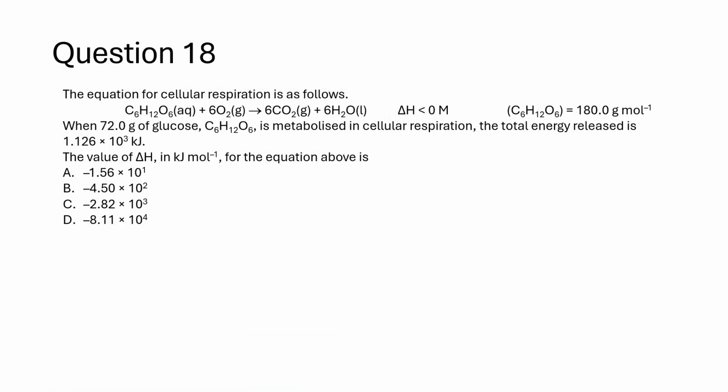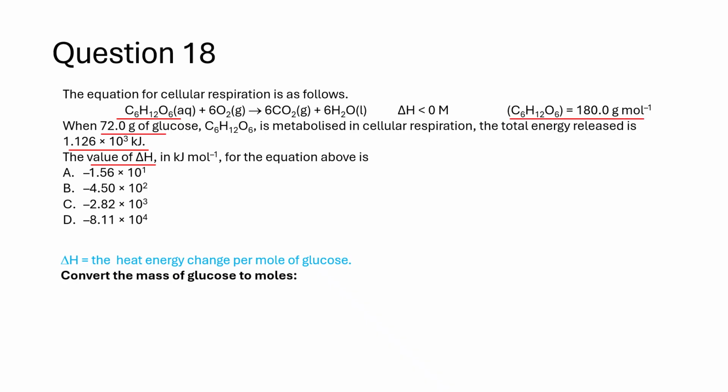The question asks for the enthalpy change, delta H, when glucose is oxidized during cellular respiration. Since the stoichiometric coefficient of glucose, C6H12O6, in the given thermochemical equation is 1, delta H corresponds directly to the heat energy change per mole of glucose. Given that 72.0 g of glucose releases a total of 1.126 times 10 to the power of 3 kilojoules of energy, the molar enthalpy change can be determined through the following steps.